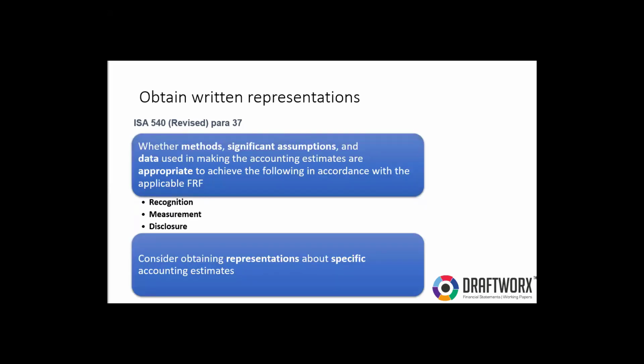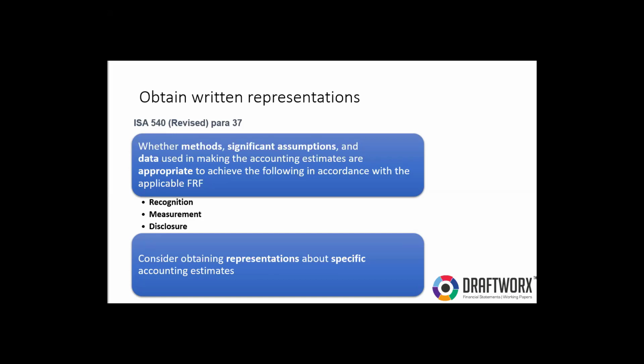Okay, and as you are pulling everything together, it's important to note that you must, as part of your existing management representation letter, or even if you want in a separate management representation letter, get written representation from management, and where appropriate, those charged with governance, about whether the methods, significant assumptions, and the data used in making the accounting estimates and the related disclosures are appropriate to achieve recognition, measurement, or disclosure that's in accordance with the financial reporting framework, and which are reasonable.